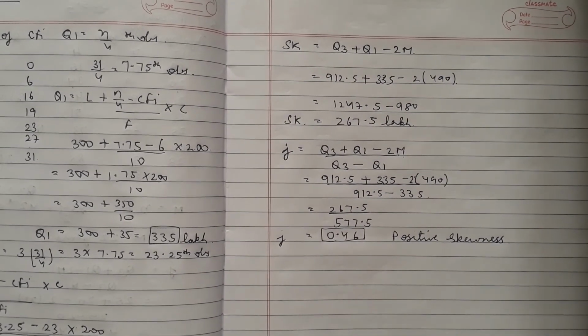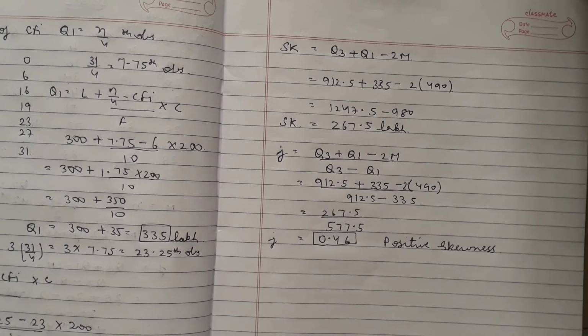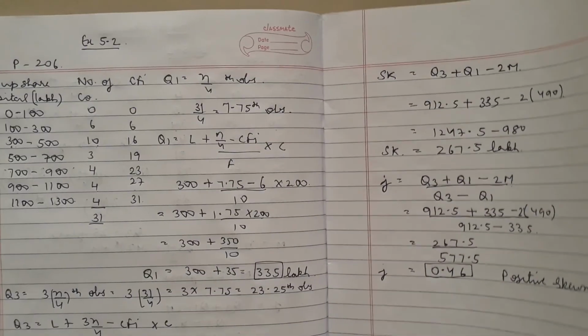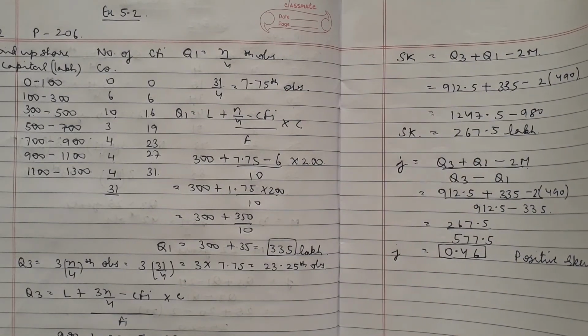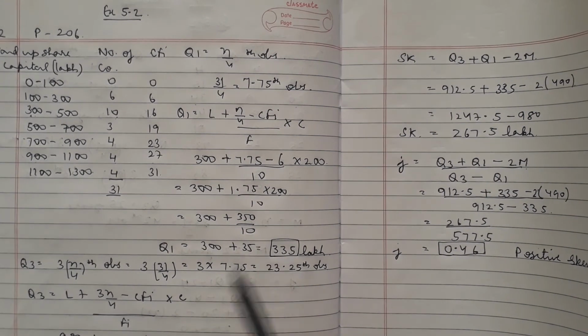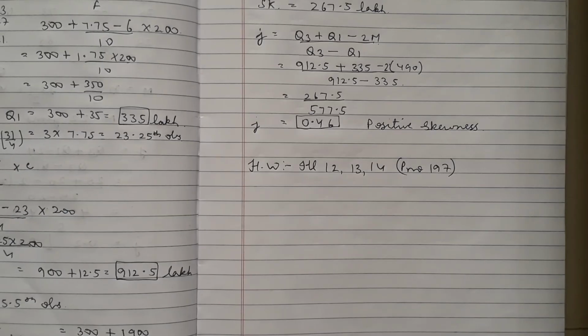Students, this sum contains 5 marks. Either you will get it for Karl Pearson method or Bowley's method. This is the way we have solved, finding each and every value. Here we have taken Q1, Q3, median, and then found SK and then J. We have to move stepwise. You have to do this sum in your notebook and as homework also.